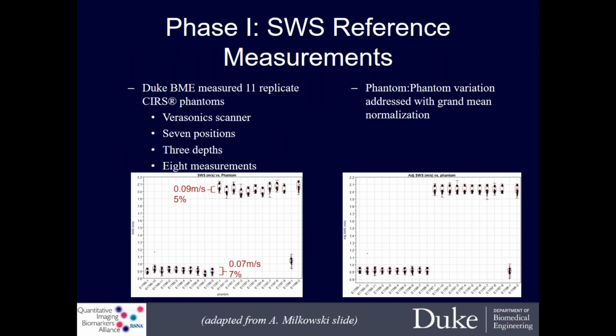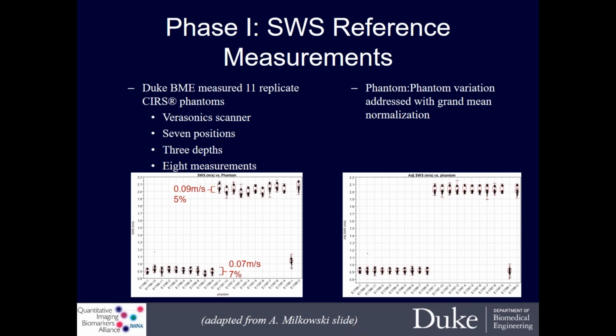For this first phase study, what we did is we actually manufactured phantoms. CIRS, who makes a lot of ultrasonic tissue mimicking phantoms, made replicates of all of the 1 and 2 meter per second phantoms such that a unique pair could be sent to each imaging location. What we had to quickly calibrate was how much manufacturing variability existed between all those replicated phantoms.